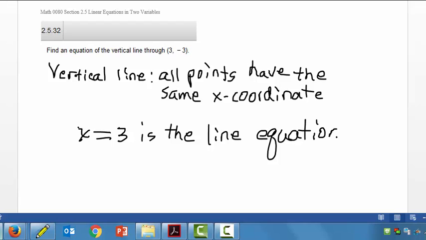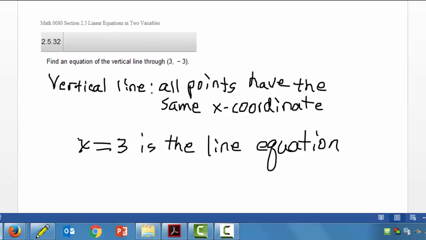y varies and assumes all real number values. But in order for a point to lie on that vertical line that we're describing here, x must be 3.